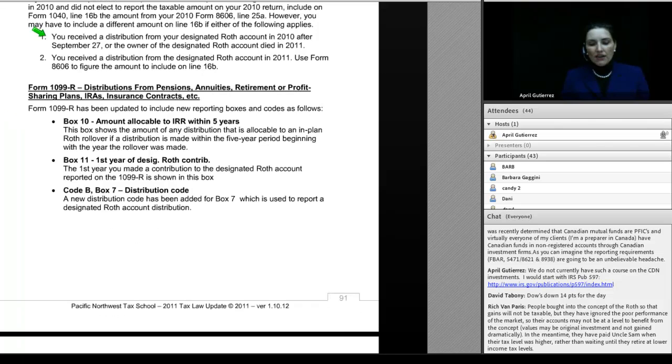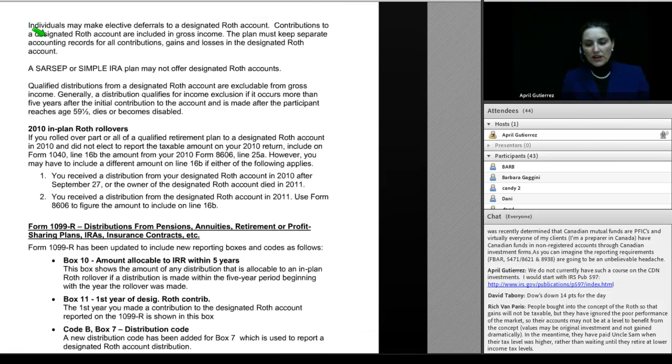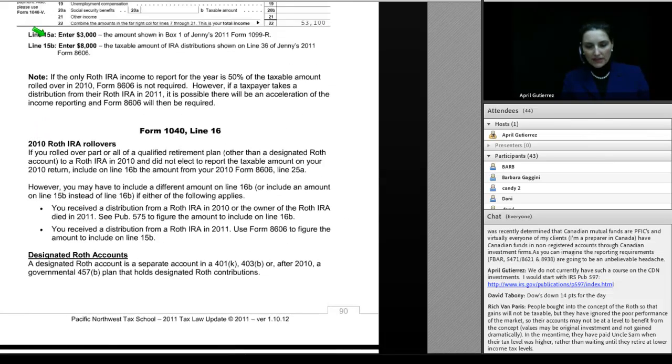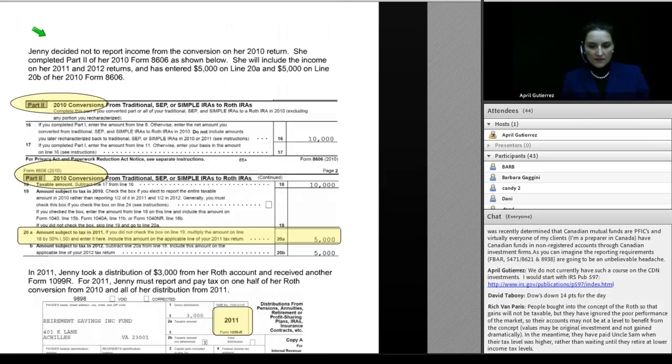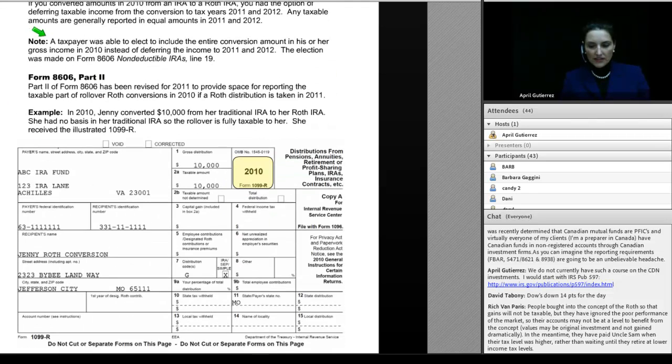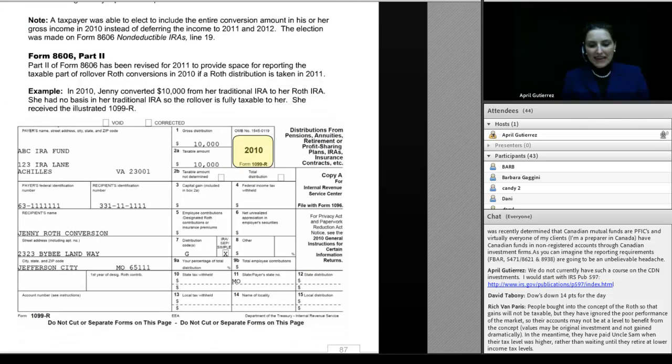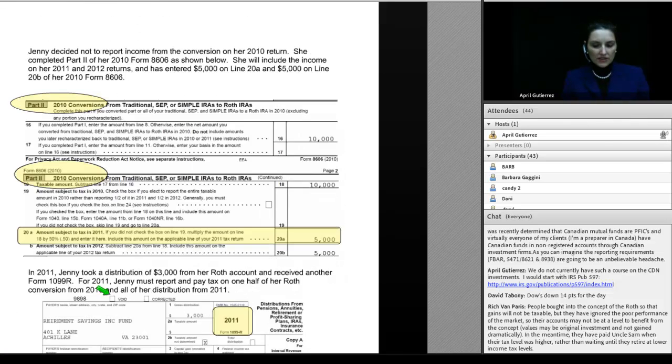So the 1099-R has had some minor changes made to it for 2011. That's the reporting document just up here. Let me get back to it. Jenny's 1099-R. So here is her 1099-R. This document has been slightly changed for 2011. You can see in 2010 there's a blank box here and there's a box with a description in it but no number. Those boxes have been adjusted somewhat for 2011 and later years.